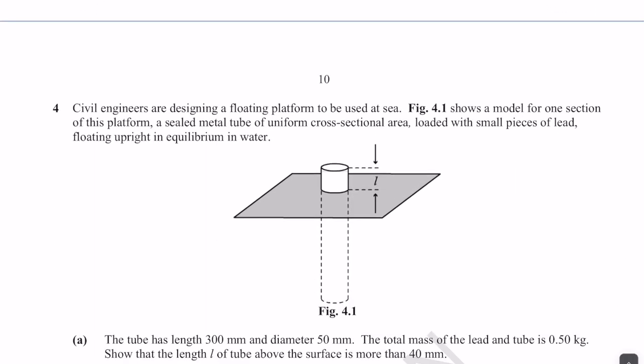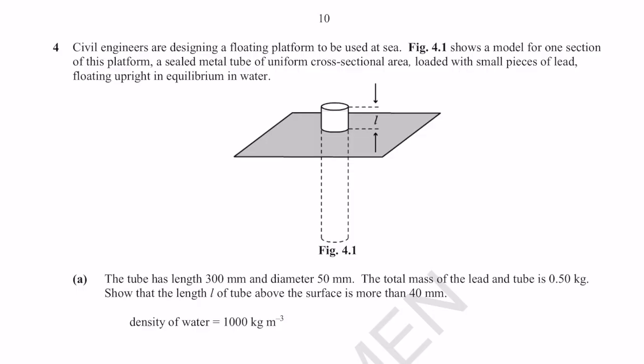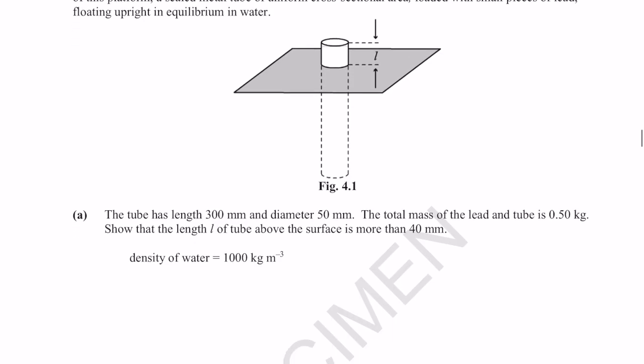Let's move on to question number 4. Civil engineers are designing a floating platform to be used at sea. Figure 4.1 shows a model for one section of this platform, a sealed metal tube of uniform cross-sectional area loaded with small pieces of lead floating upright in equilibrium in water. Part A says the tube has a length of 300 millimeters and a diameter of 50 millimeters. The total mass of lead and tube is 0.5 kilos. Show that the length L of the tube above the surface of the water is more than 40 millimeters.